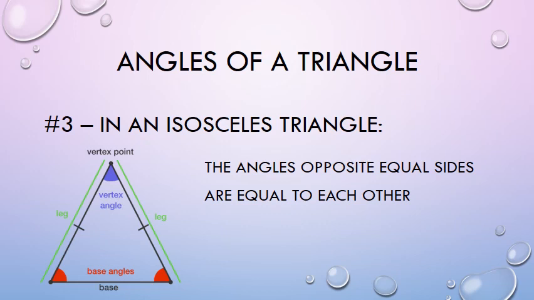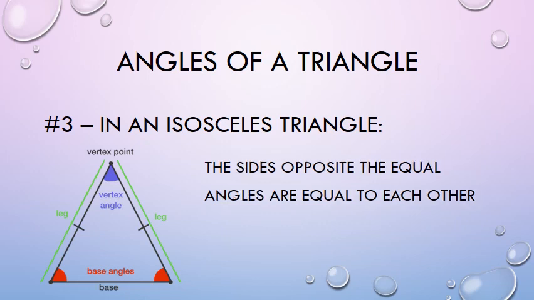Okay, so I always see it as a little person. It's got two legs, and the feet at the bottom are also the same. So if the two legs are the same length, automatically it makes the two angles at the bottom the same as well. And we call it the angles opposite equal sides are equal to each other. But I'll show you how we abbreviate it next.